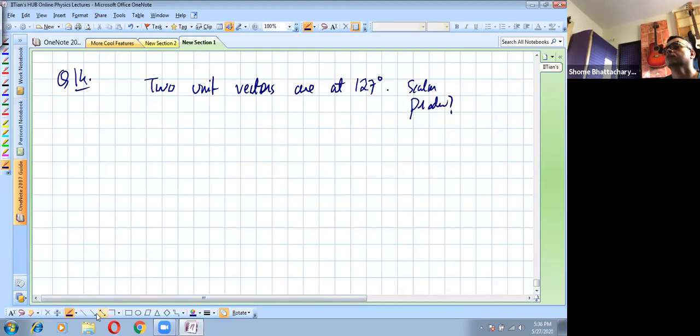Okay. So just visualize that you have one unit vector like this and another unit vector like this. This unit vector is, let's say, m cap, and this is n cap, and the angle between them is 127 degrees. So m cap dot n cap will just become cos theta, because their magnitudes are unity. So the dot product of two unit vectors is just the cosine of the angle between them.